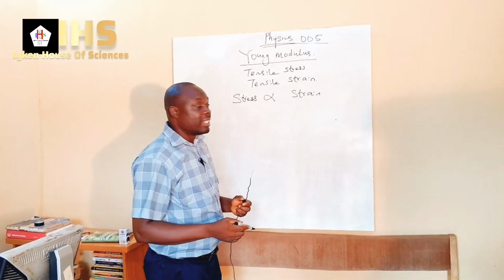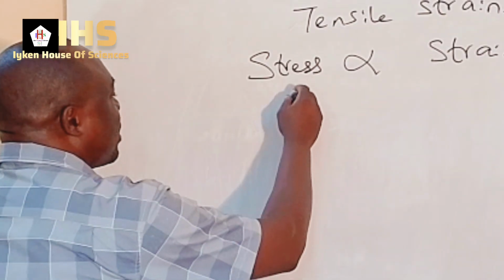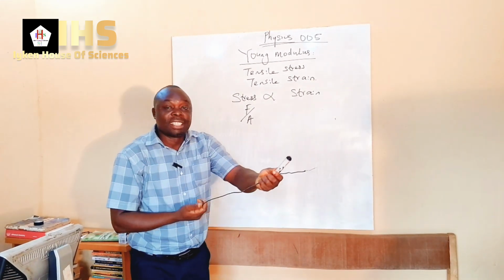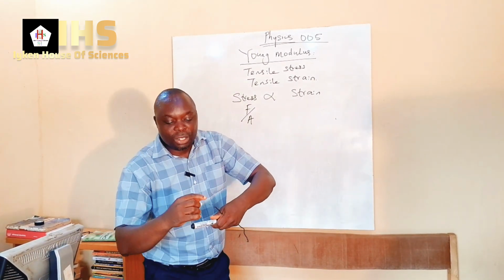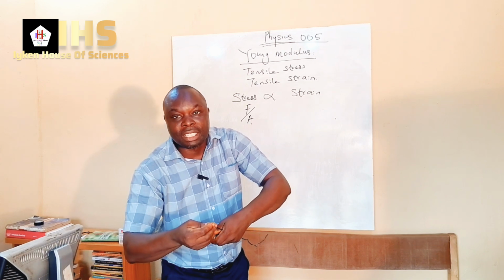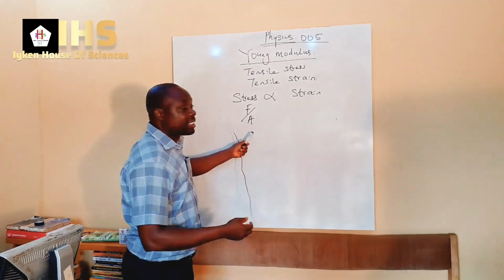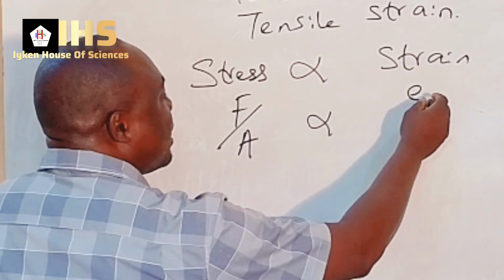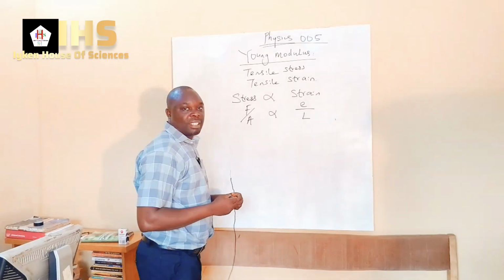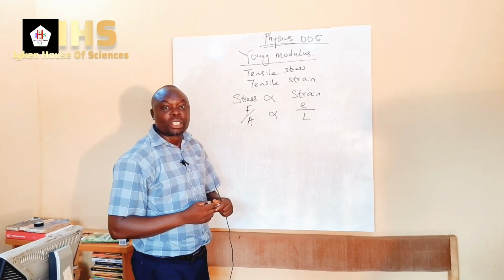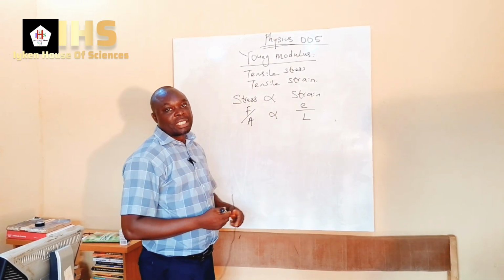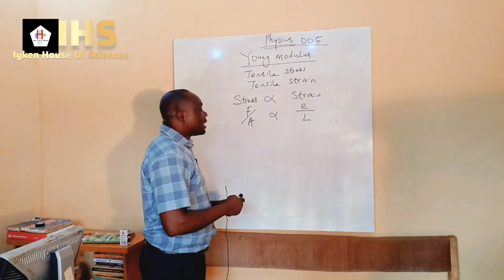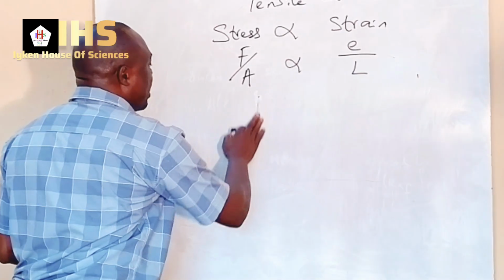What is stress? Stress is equal to force over area. That is, the force applied in stretching the wire, over the cross-sectional area of the wire. What of the strain? Strain is the increase in length over the original length. That is the extension over the length.